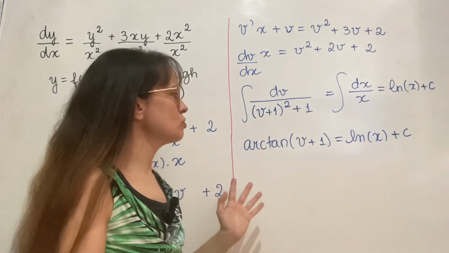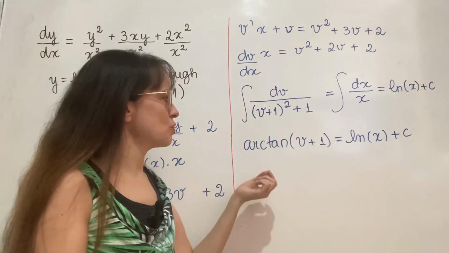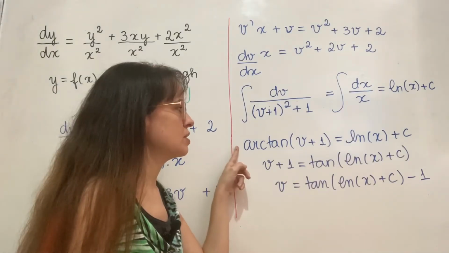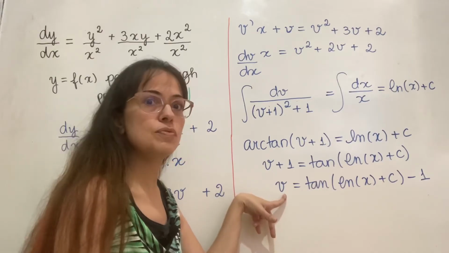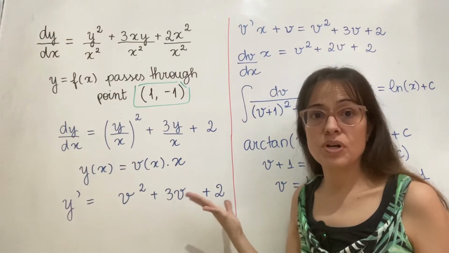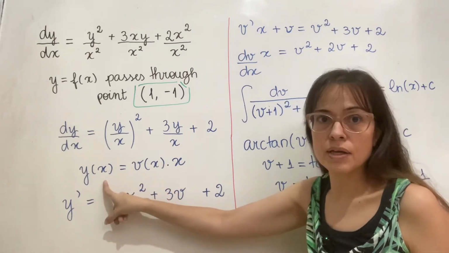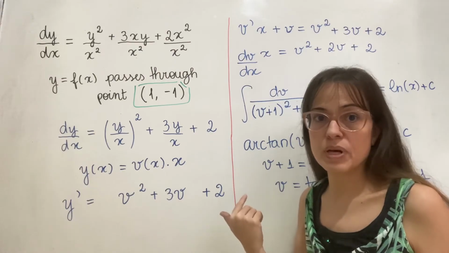Yeah, so even though it's going to look horrible, I don't think there's any issue preventing us from isolating v in terms of x in this equation, right? So I did the tangent on both sides of the equation, and then I subtracted 1 from both sides of the equation. Now I need to remember where this came from. I am not actually looking for v, I'm looking for y, and y is v times x. So I just need to multiply both sides by x now.